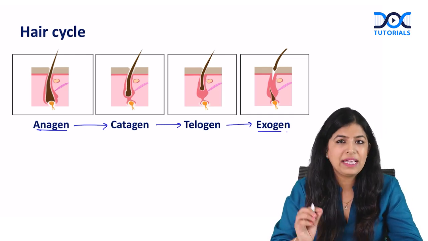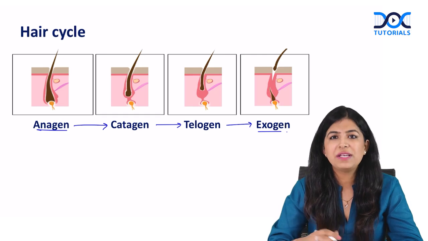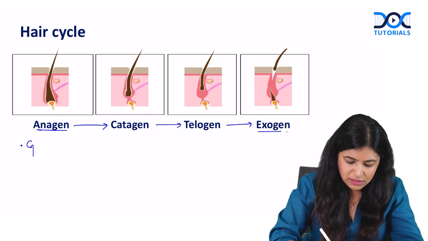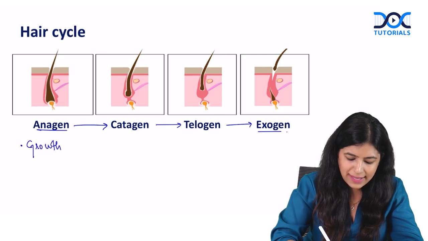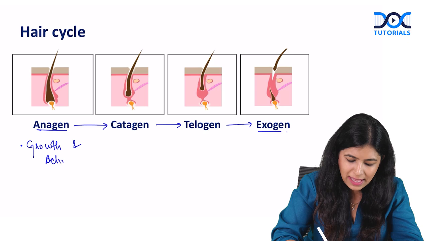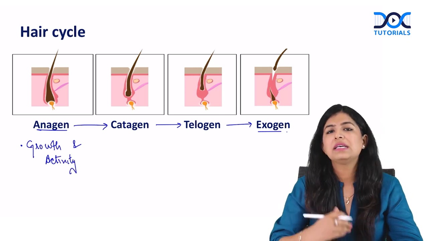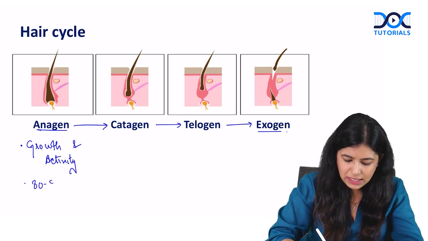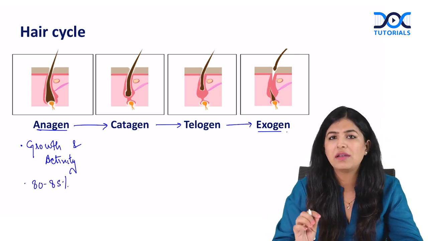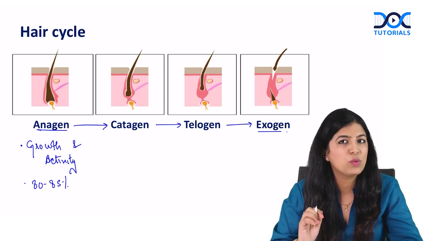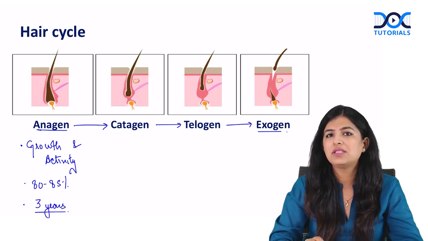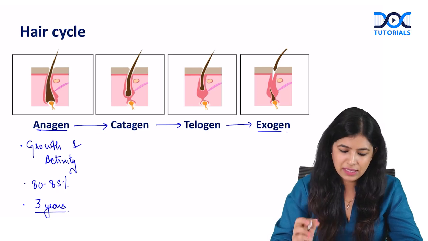Now, anagen, A for anabolism. This is a phase where a lot of rapid mitosis and growth is happening. Therefore, this we call as the phase of growth and activity. In this phase, the hair grows longer and longer. About 80 to 85% of the hair are present in anagen phase at one time. And it grows for about a period of 3 years. So the duration of the anagen phase is about 3 years.